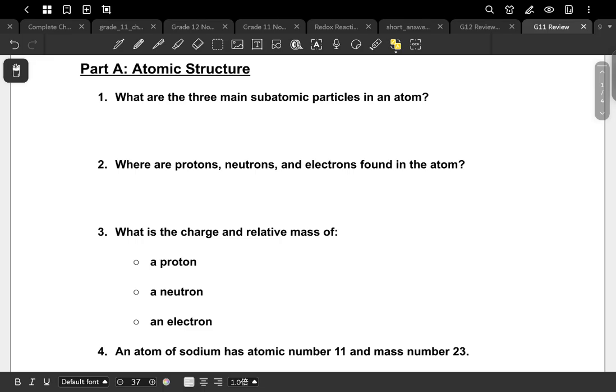First question, what are the three main subatomic particles? That's so easy, as you know that subatomic particles exist in an atom. There are three of them: protons, electrons, and the neutrons. Okay.